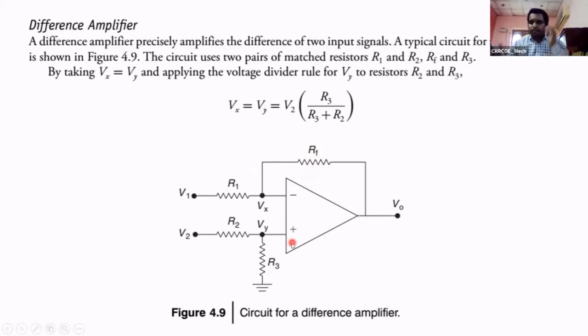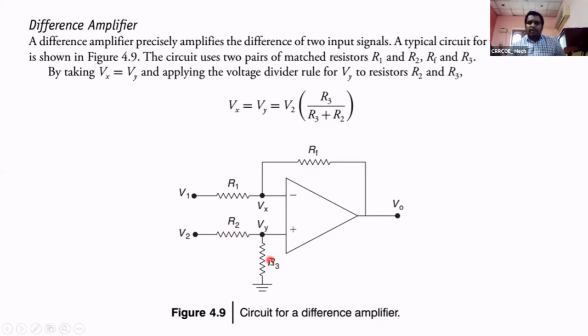Now we see we are giving positive and negative inputs here. Vy is the input of the positive terminal, and Vx is the input of the negative terminal. According to virtual short, Vx is equal to Vy. Those are zeros, Vx is 0, Vy also 0. Now Vy is in between R2 and R3.